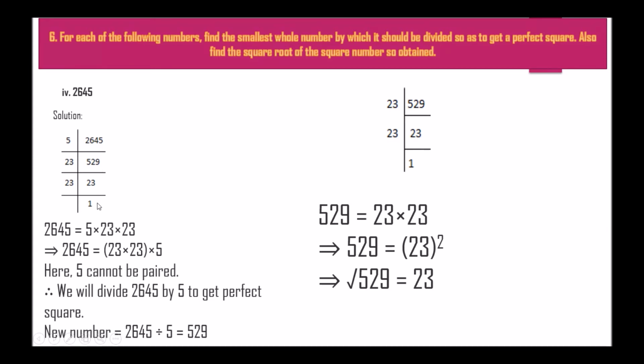2645. If we do it with the prime factorization method, we can see that 5 cannot be paired. So we will divide it by 5 to get the number 529. 529 is the square of 23.